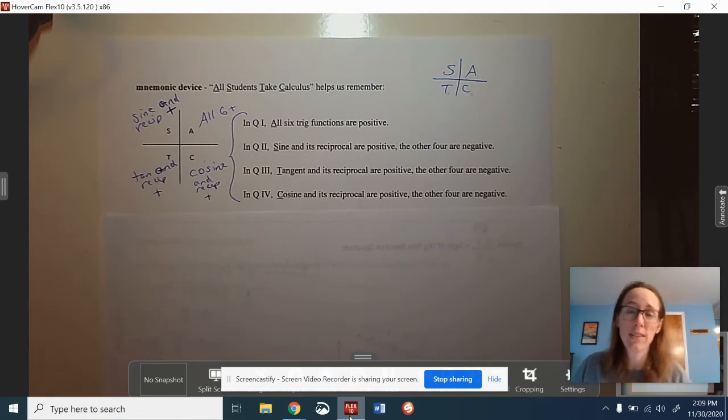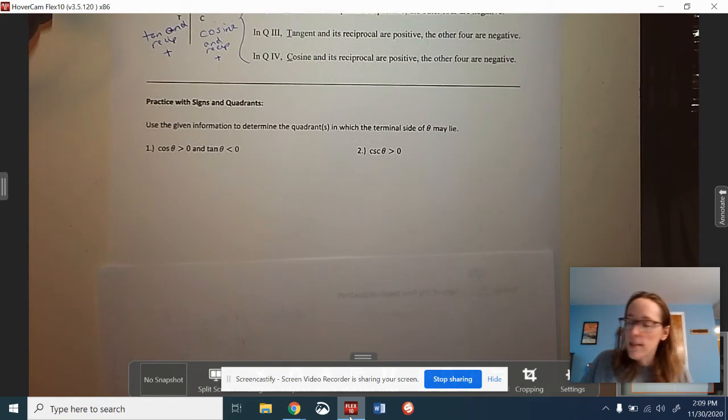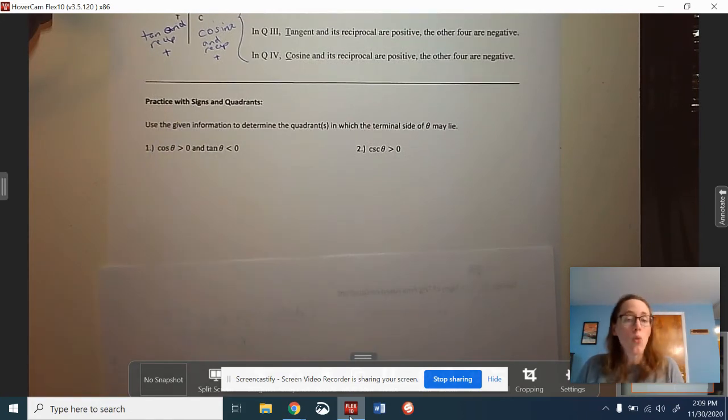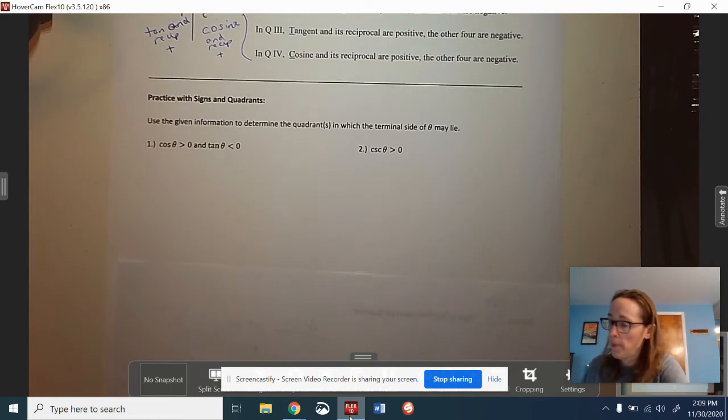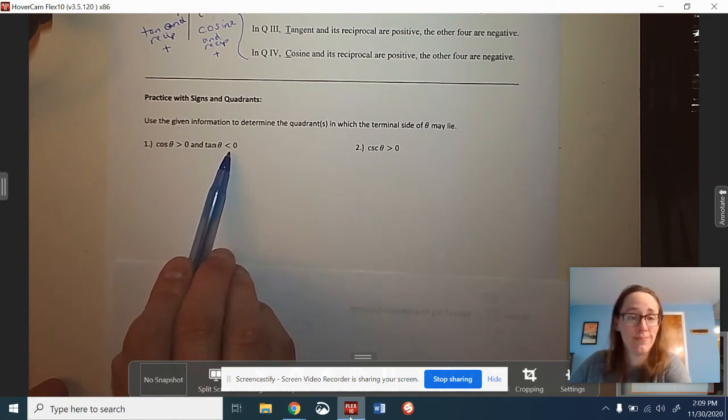We're going to be using this fact on a daily basis, but what I'd like to do is get a little practice with this. And here's how we're going to practice: practicing with the signs based on the quadrant. Use the given information to find out where the terminal side of theta might lie. So here's our first one. Cosine theta greater than 0 and tan theta less than 0.